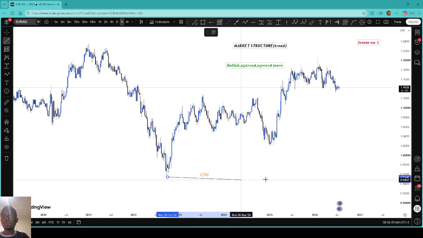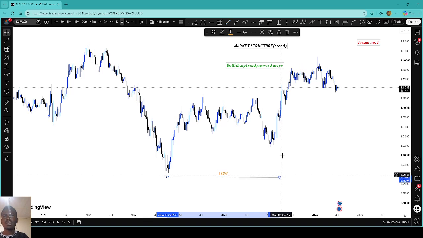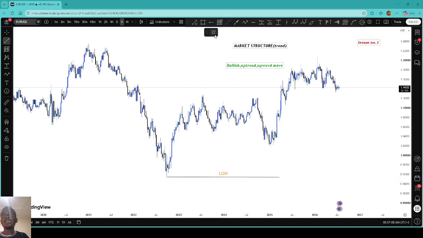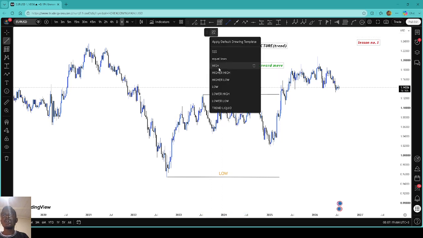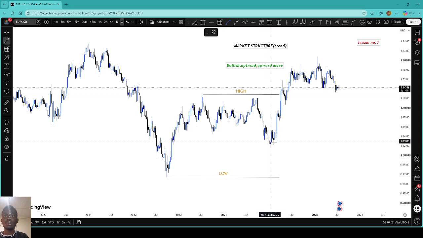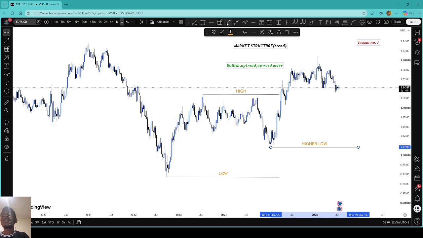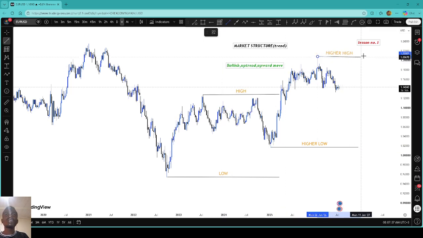First of all, this one being our low, and this one being our high. And then this one being our higher low. I hope you guys are getting something. Good. Now, this one also being our higher high.